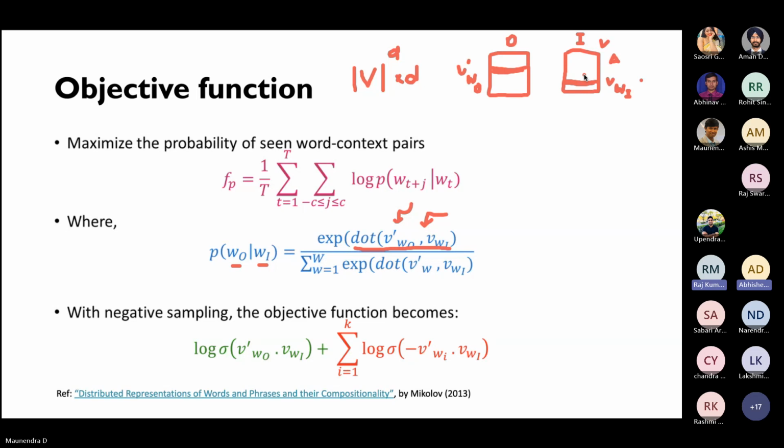And how do we define, sir, this input and output? Because every word in the output will also be in the input, right? Because we have the same documents from which we created input and output.